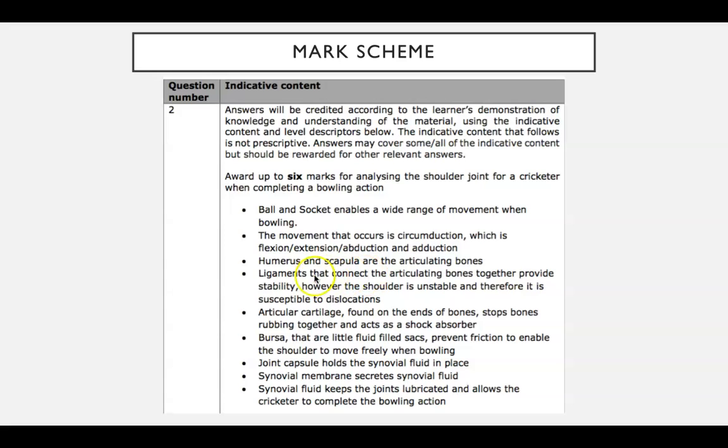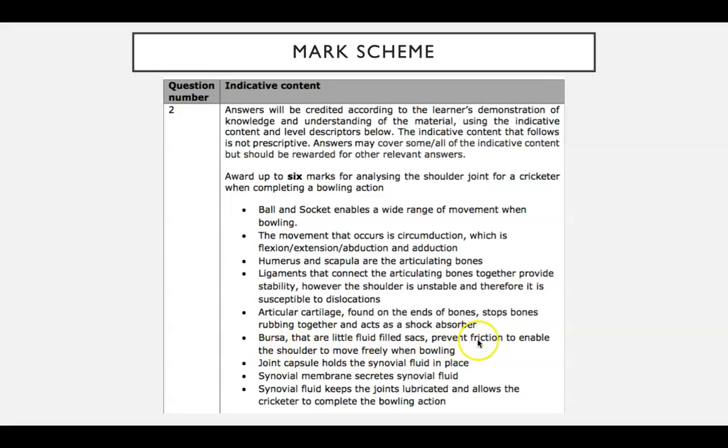Ligaments connect bone to bone that offer stability. Unstable, therefore it's dislocations. Don't worry about that. If you put ligaments connect bone to bone, make the joint stable, and also prevent any unwanted or unnecessary movements would be fine. Then little things about the synovial joint. Articular cartilage found at the end of bones, used for shock absorption and reduces friction.